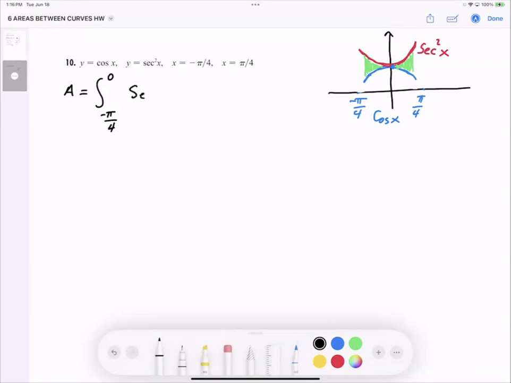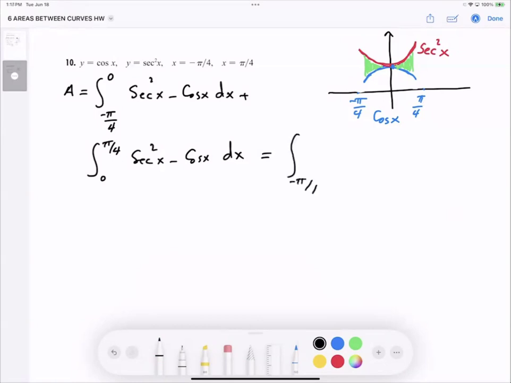The top function is secant squared of x, the lower function is cosine x, dx, plus the integral from 0 to pi over 4, where the top function is secant squared again, minus cosine x, dx. Or basically, you're having the exact same portion. You could write it this way as the definite integral from negative pi over 4 to pi over 4 of secant squared of x minus cosine of x dx. But again, due to symmetry, you just need to calculate one of these areas and then multiply it by 2.